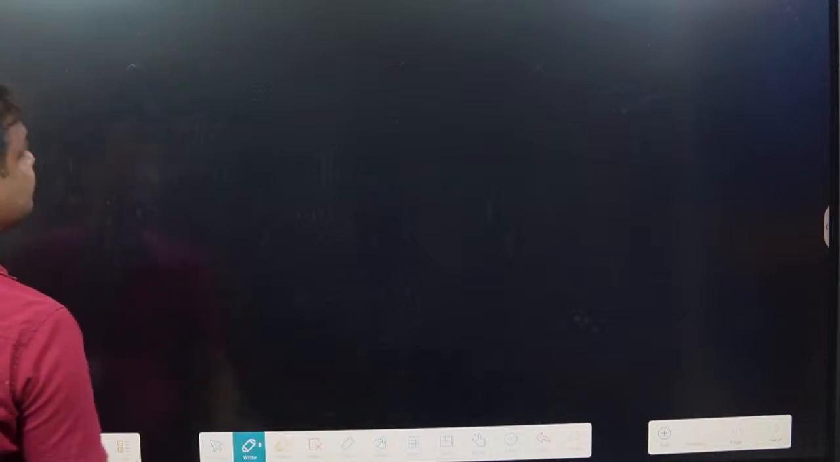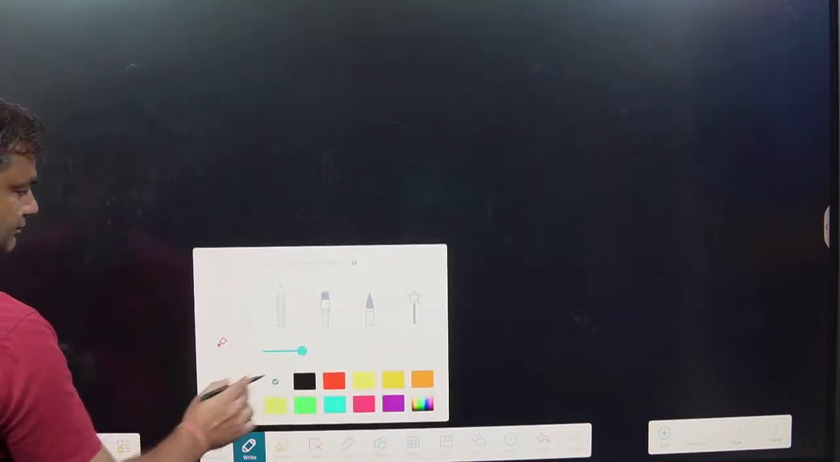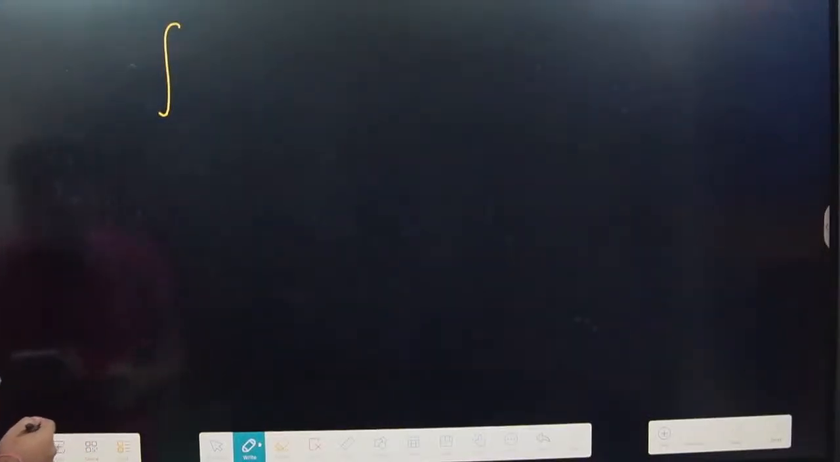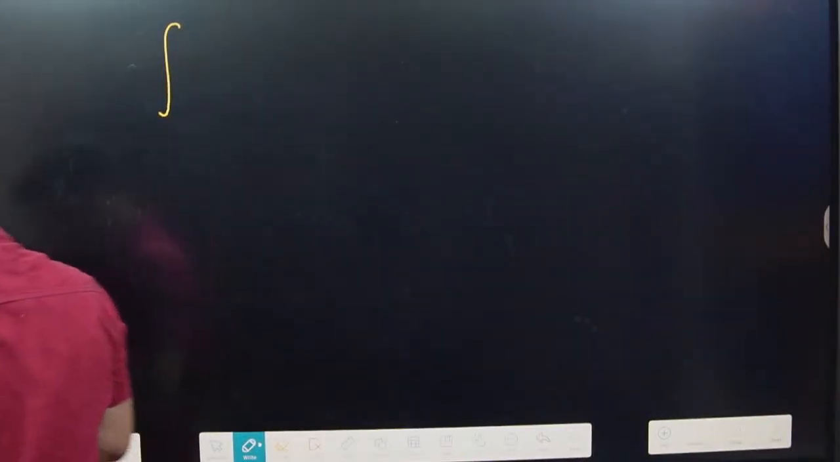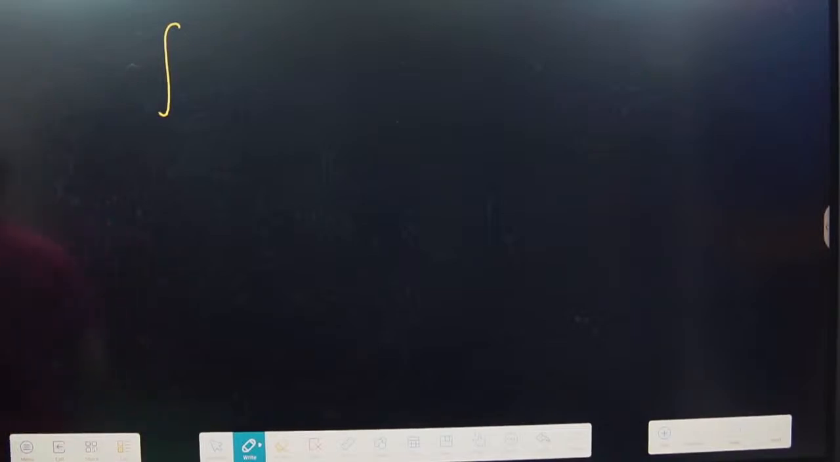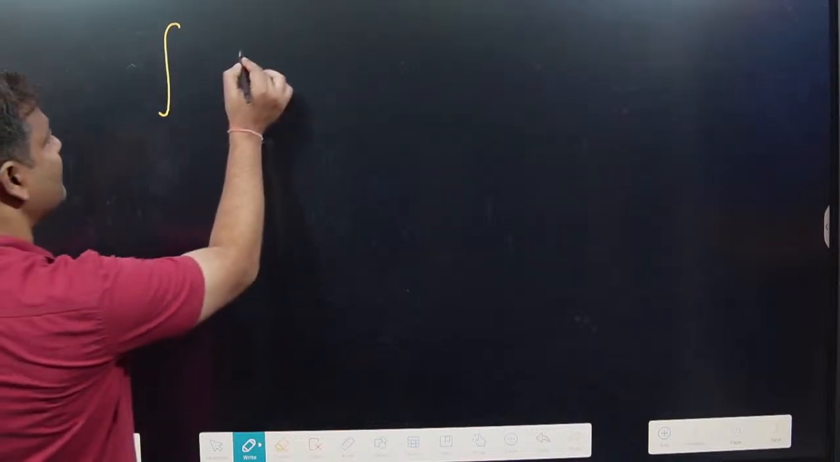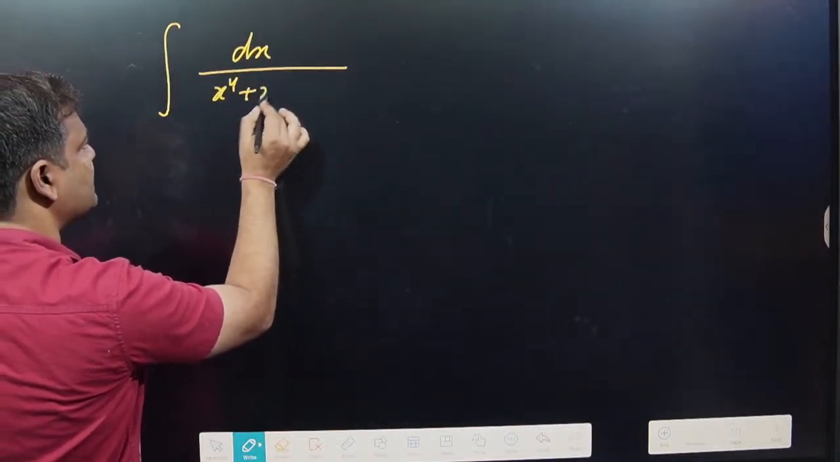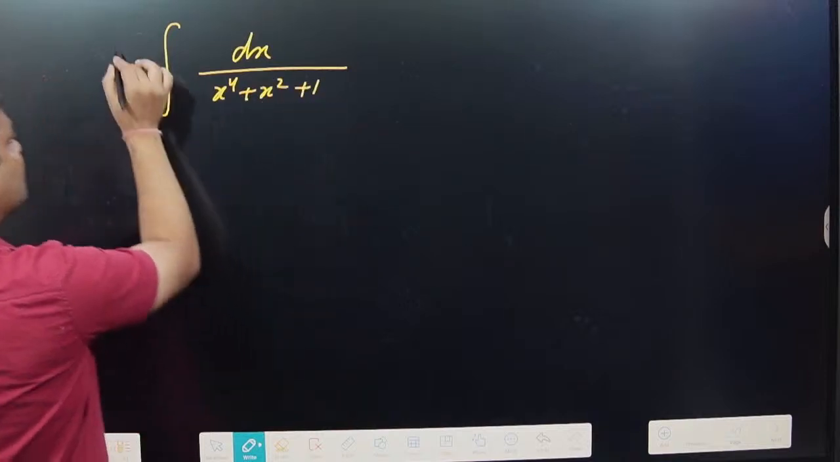Integration of... voice is okay. Integration of dx divided by how much? x to power 4 plus x square plus 1.